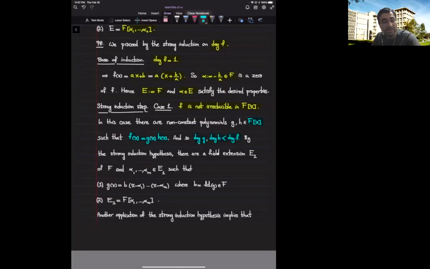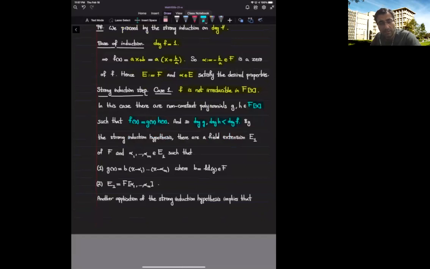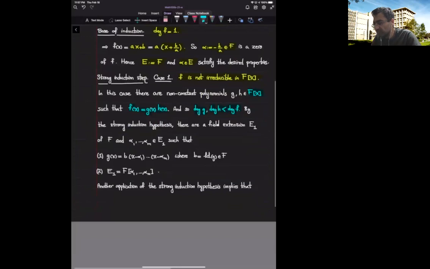But now I can use the strong induction hypothesis. Notice that the degree of g is strictly less than the degree of f, and the coefficients of g belong to the field F. So I can find some field extension and split g completely, and write g as a product of degree 1 factors. So again, by the strong induction hypothesis, I can find a field extension, let's call it E1 for now, and elements alpha 1, alpha 2, alpha m inside this field E1 with the following properties.